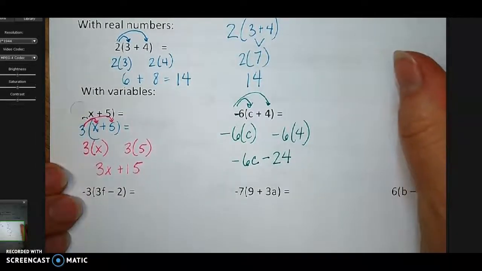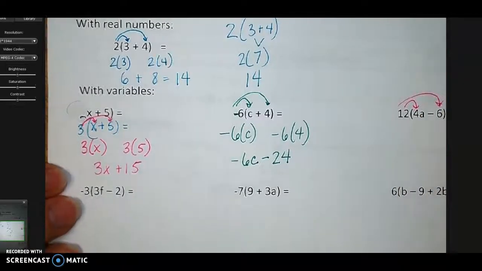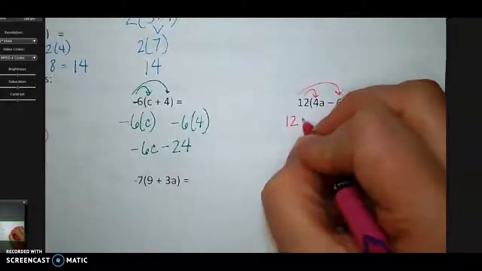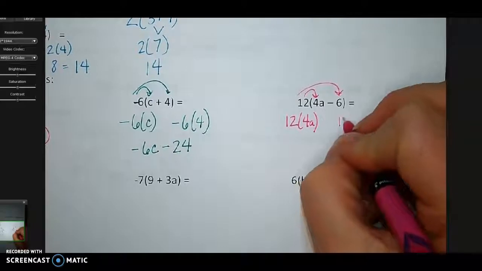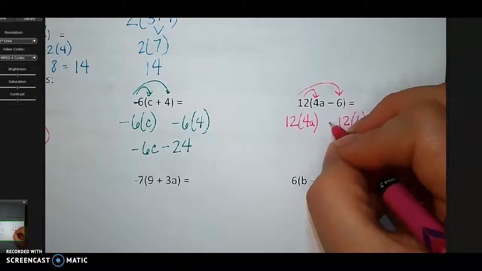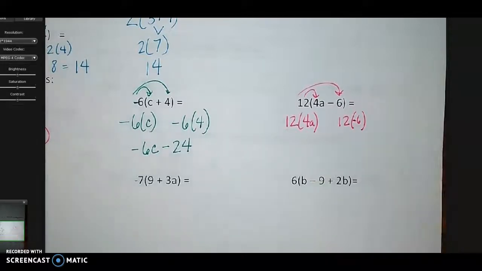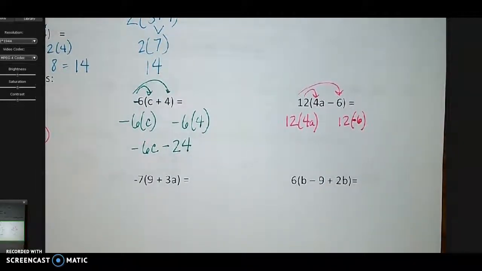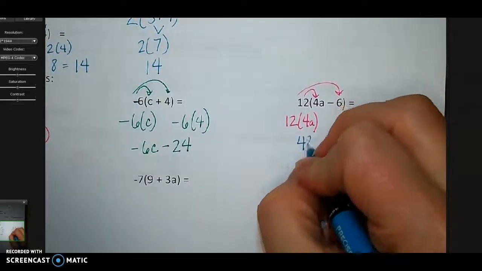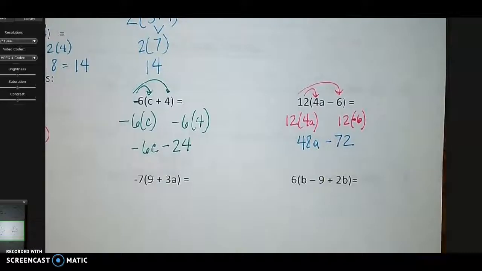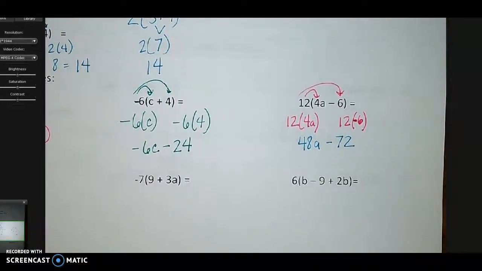Our next one here, we're going to distribute a 12. This is one I can think about a couple of different ways. I can think of this as 12 times 4a and 12 times 6. I like to think of it, instead of saying I've got to subtract what's over here, I'm going to just go ahead and think of that as a negative 6. That way, when I do my multiplication, I end up with a positive or a negative number, and I'll know if I need to put an addition or subtraction sign in there. So 12 times 4 is 48a. 12 times negative 6 is negative 72. So it ends up being 48a minus 72.